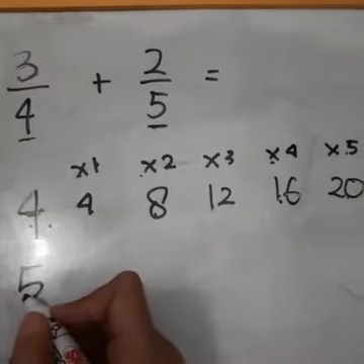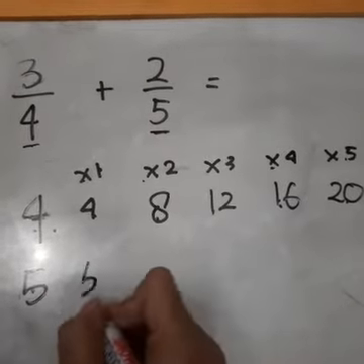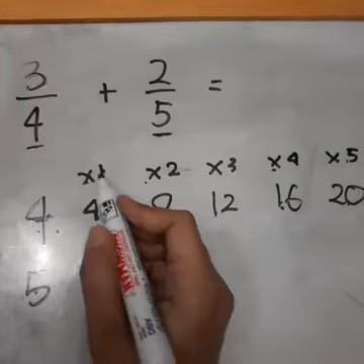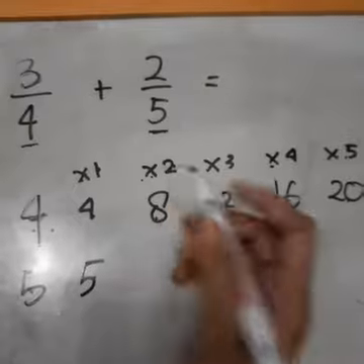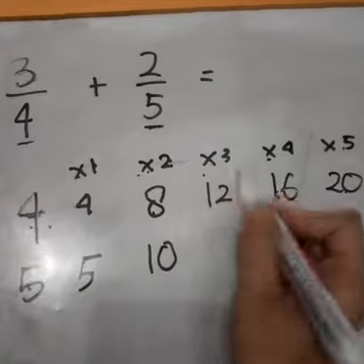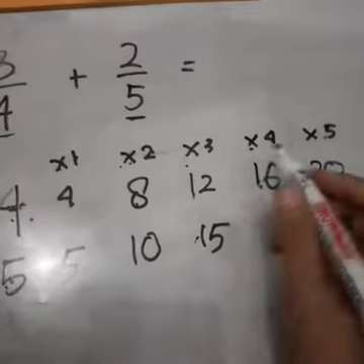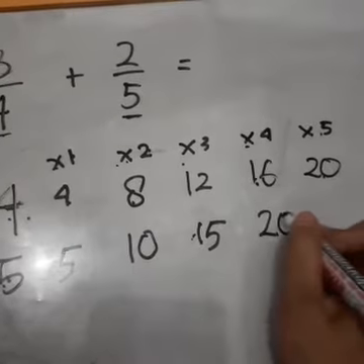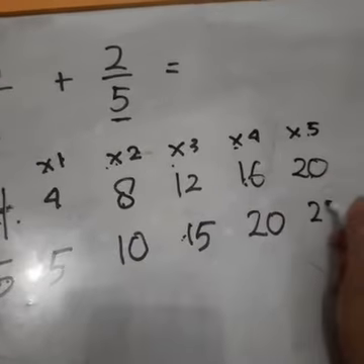So for the number 5, the first multiple of 5 is 5. 5 times 1 is 5. So 5 times 2 is 10. 5 times 3 is 15. 5 times 4 is 20. And 5 times 5 is 25.